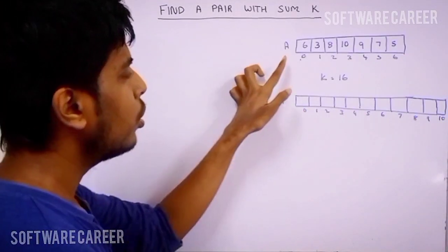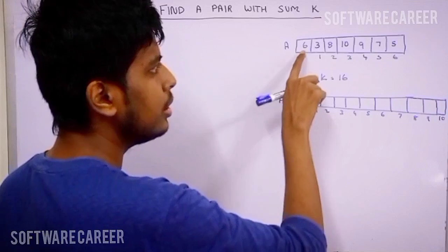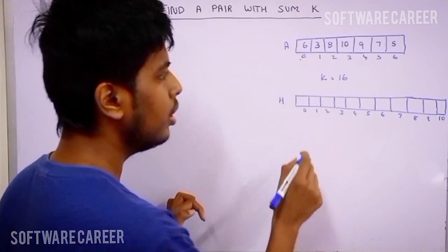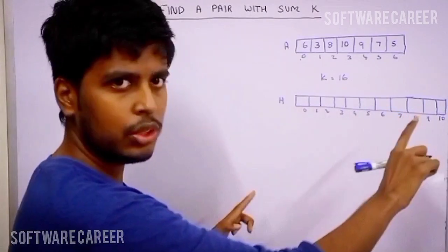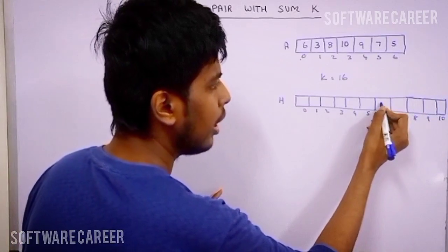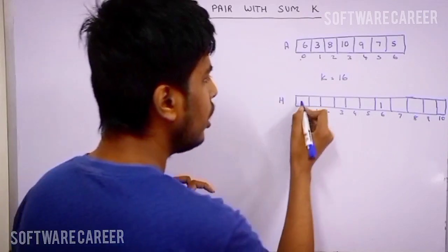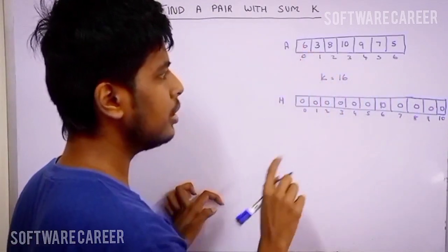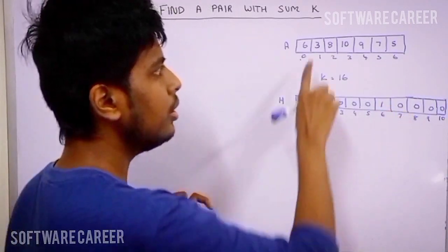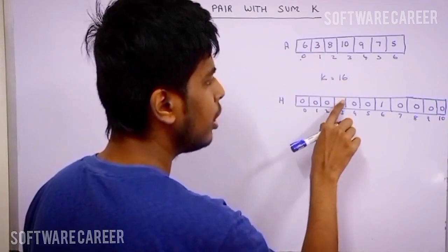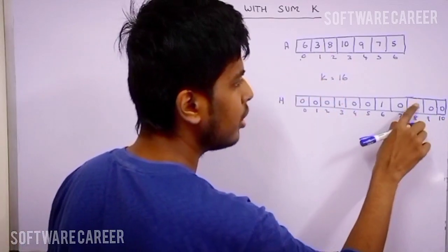Now you should mark all the elements which are present here in this hash table. Here 6 is present as the first element in this array, so you should go to the 6th index of the hash table. First all are 0. Now I'll increase it by 1. So you should search the 6th index and increase it by 1, so now it's 1. Then 3 is here, so at the third index you should mark 1. Then 8 is here, so at the 8th index you should increase by 1.